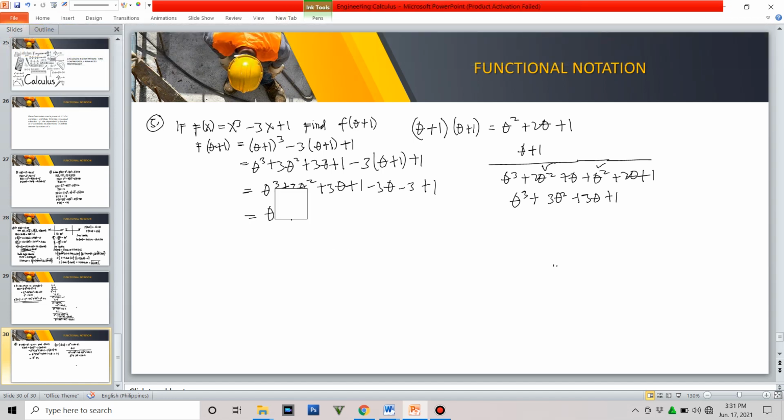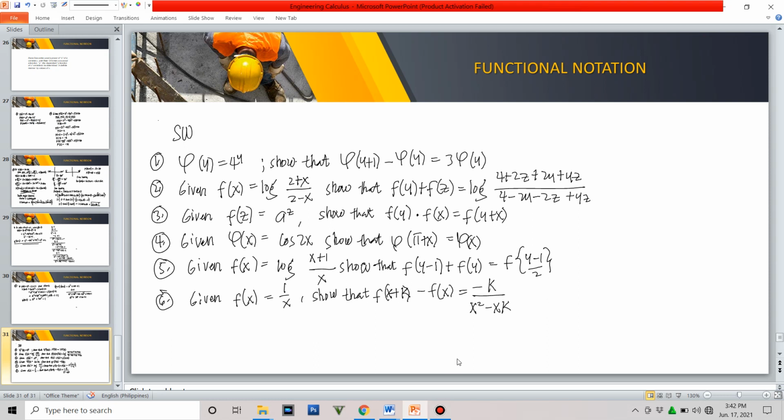So for theta cube yan. Same true with 3 theta squared. So 3 theta and 3 theta is cancelled. Cancel. So negative 1. So 1 plus 1, 2. 3, negative 3 plus 2 is negative 1. So finally, this shall be the function. So function of theta plus 1 is equal to theta cubed plus 3 theta squared minus 1.